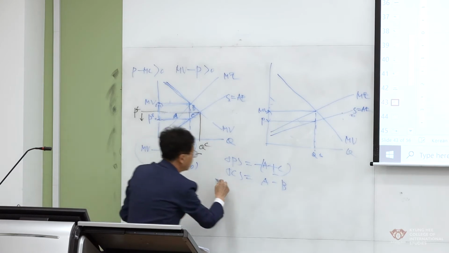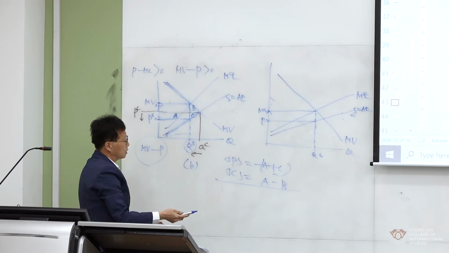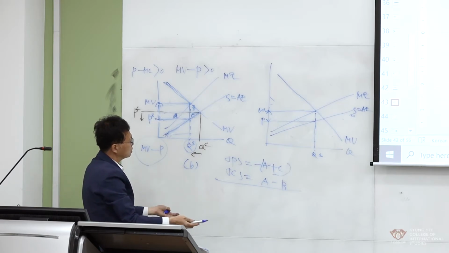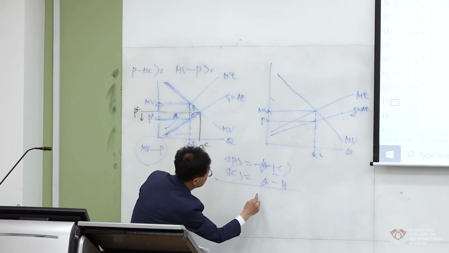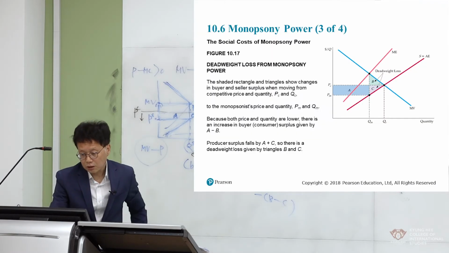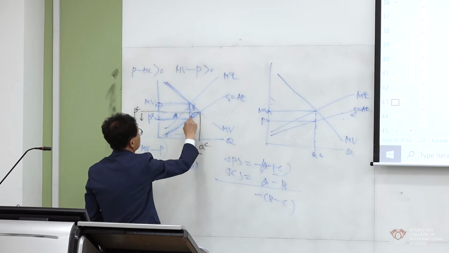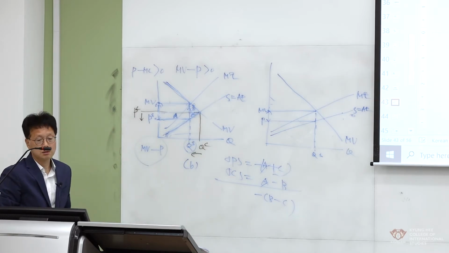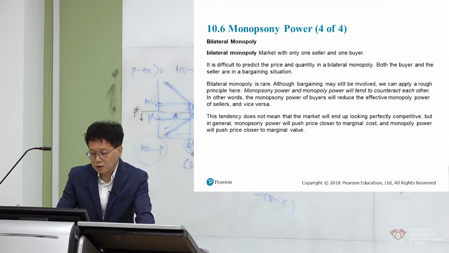Right? So the deadweight loss, or decrease in national welfare, when the market changes from the competitive to the monopsonic case, is minus B minus C. Right? So producer surplus plus A plus C. There is a deadweight loss given by triangles B and C. So deadweight loss is B and C. This is the deadweight loss in the monopsonic case. And next slide. Bilateral monopoly.